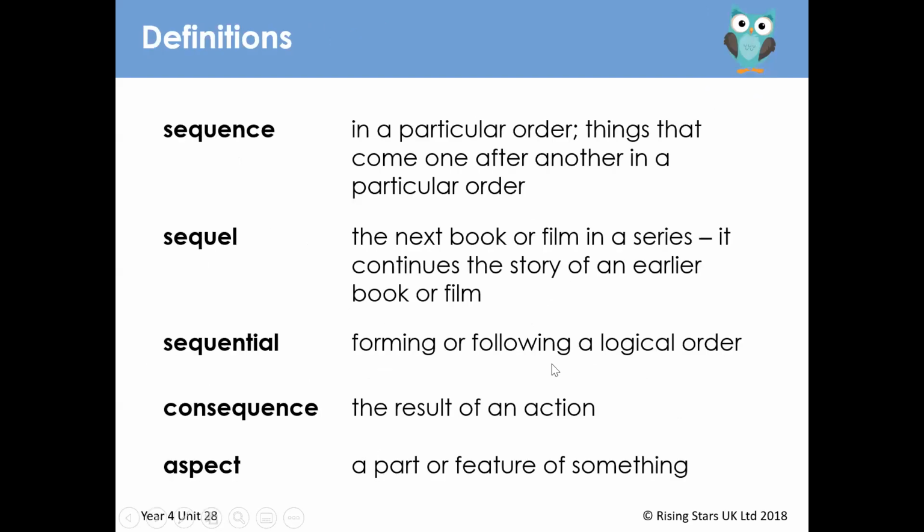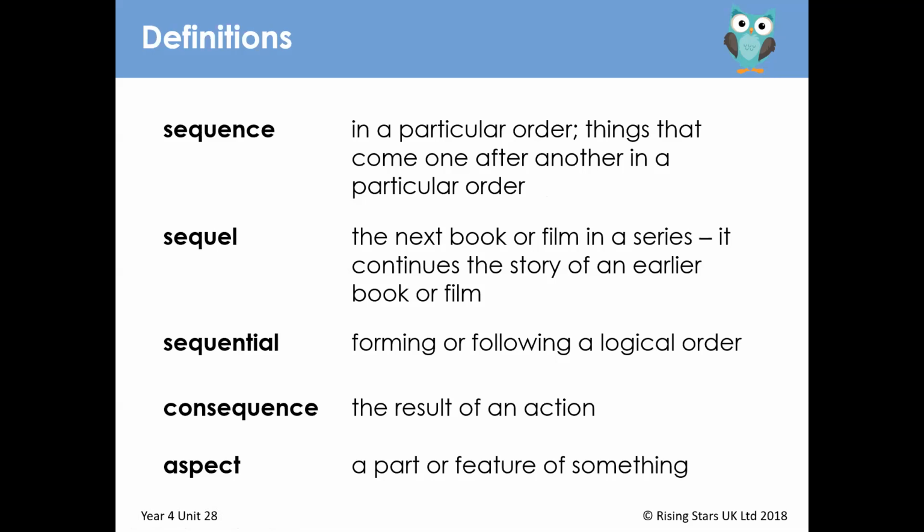Okay, so the definitions. A sequence is things in a particular order, things that come one after another in a particular order. So you could have a sequence of numbers, for example, 1, 2, 3, 4, 5. Sequel, the next book or film in a series. It continues the story of an earlier book or film. Sequential, forming or following a logical order.